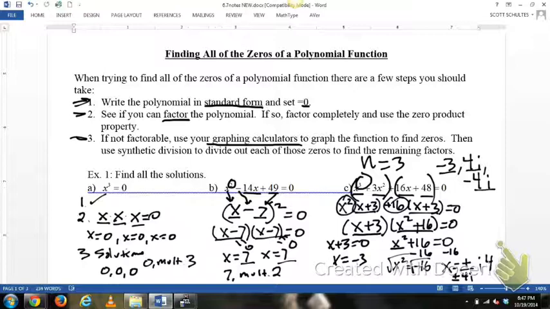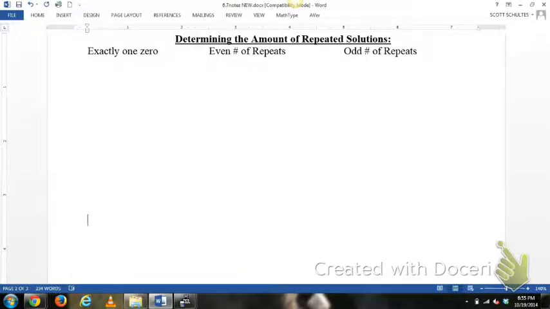Now, before I show you how to use a graphing calculator, there's a couple very interesting and important things to keep in mind that we're going to look at next. So the thing we have to discuss next, guys, is when we look at the graph of a polynomial function, just looking at the graph and interpreting how the graph intersects the x-axis tells us a lot about the zeros of that polynomial and about repeated solutions in particular.